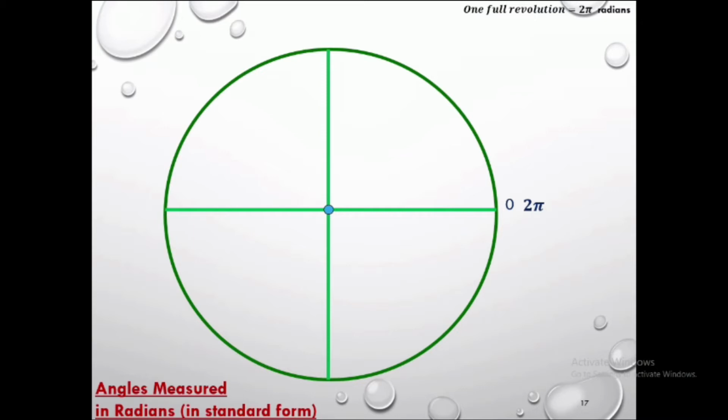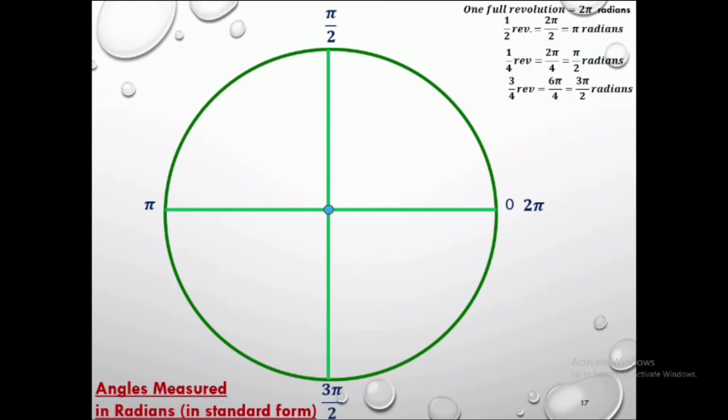So, ang 1/2 rotation is pi radians. So, in degrees, ito ay 180 degrees. And 1/4 revolution is equal to pi over 2 radians. So, sa degrees, this is 90 degrees. And 3/4 revolution equals 3 pi over 2 radians. Then, the 1/8 revolution is pi over 4. Dahil nga 1/8 siya ng 2 pi.